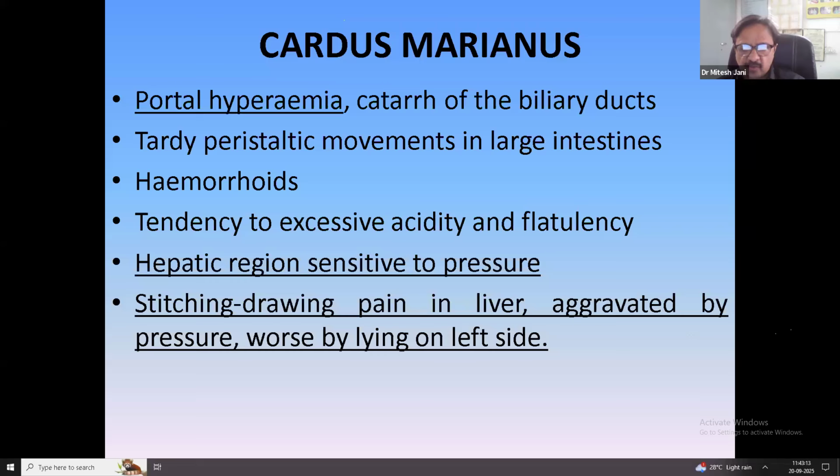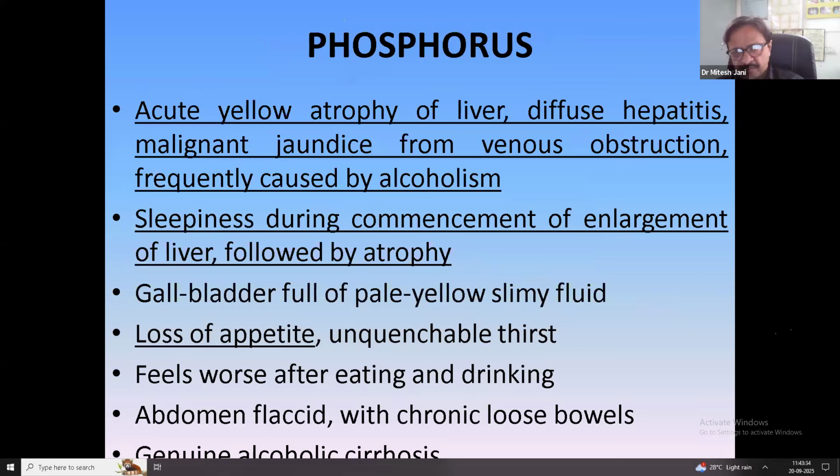Phosphorus, acute yellow atrophy of the liver. Typical symptom of Phosphorus. Diffuse hepatitis, malignant jaundice from venous obstruction, and frequently caused by alcoholism. So here the carcinoma of the liver, malignant jaundice. Jaundice then ultimately reaches the carcinoma phase, frequently caused by alcoholism.